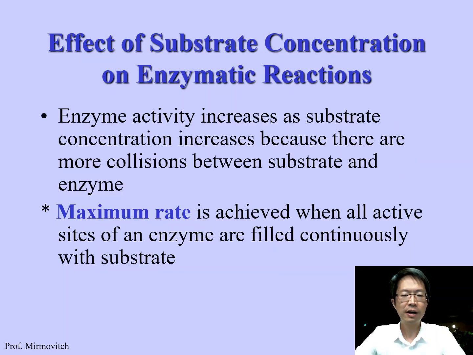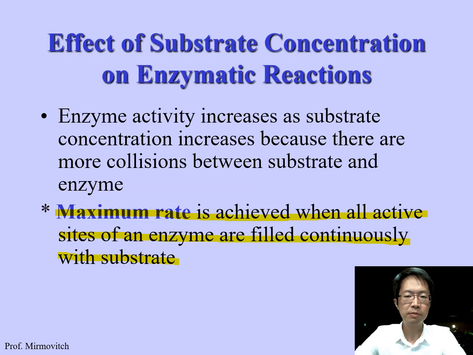So what are the effects of substrate concentration? Okay, the rate increases as substrate increases because there are more collisions. Okay, maximum rate achieved when all active sites are filled. Well, we already talked about this. So the last picture explained to you why the maximum rate is achieved when all the active sites are filled continuously with the substrate. It is due to the continuous increase of the substrate concentration.